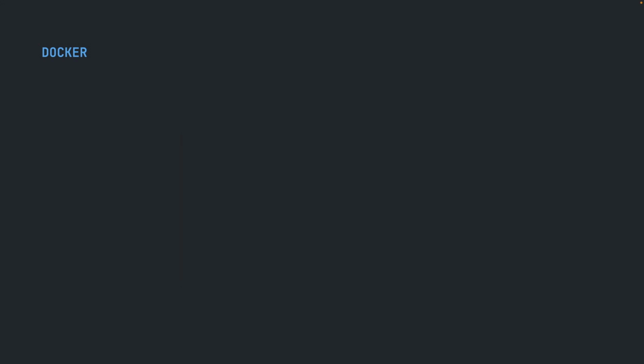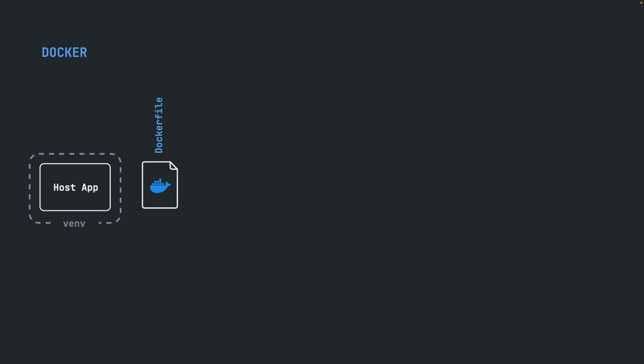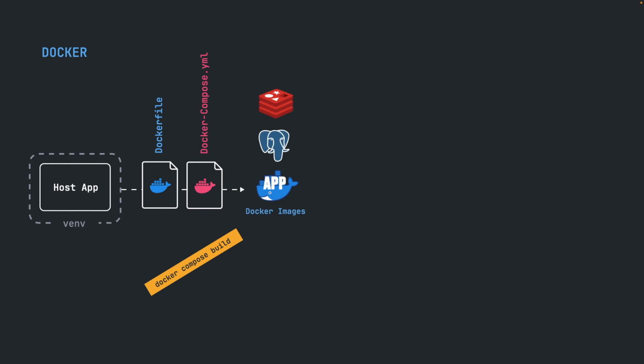This is a quick overview of what we're going to build today. We start with the host app, which contains the base code. We create a Docker file, which is the blueprint to build our Django app Docker image. Then we create a Docker Compose file with the configurations to run all our services inside containers. Then with the docker compose build command, we build the images we need. For this project, we're working with a Redis, Postgres, and our app image.